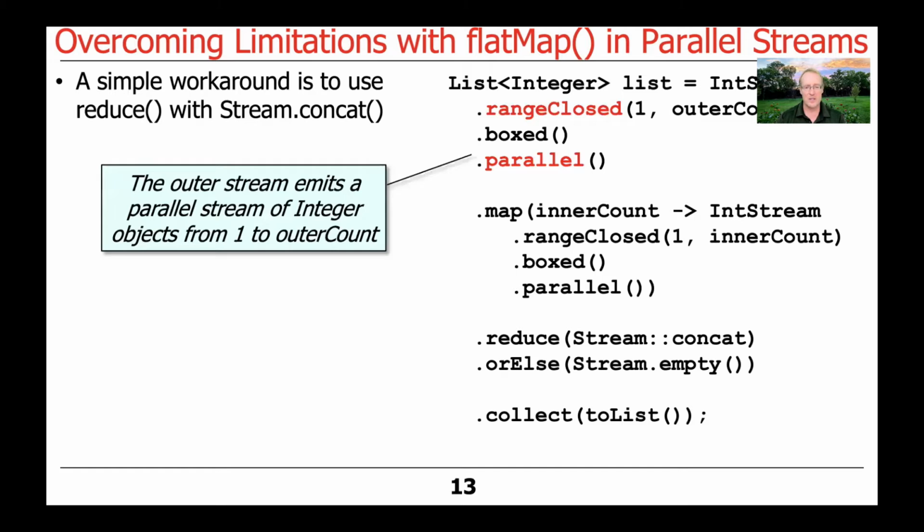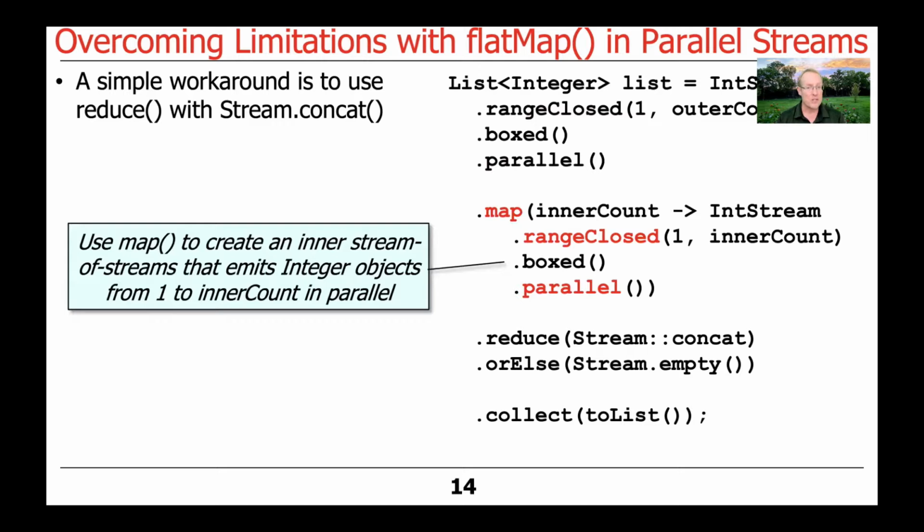So here's the same example we saw before, where we're going to have an outer stream that goes from 1 to outer count in parallel, and that will run in parallel. Then instead of using flatMap, this time we're going to use map. And map is going to generate an inner stream, which is going to go from 1 to inner count in parallel.